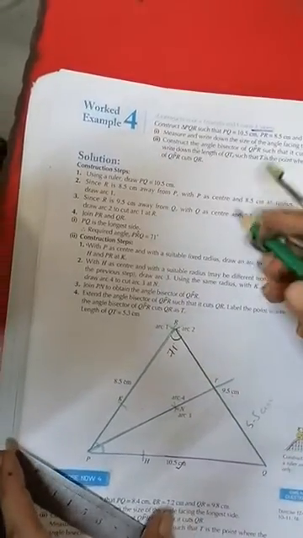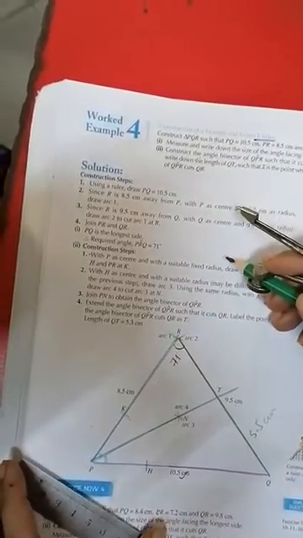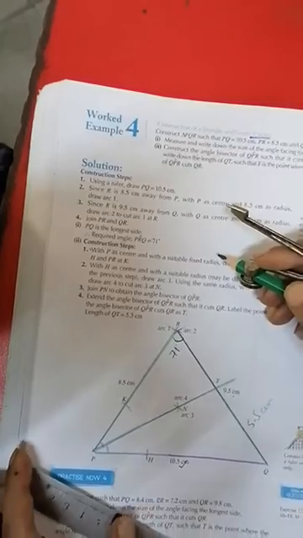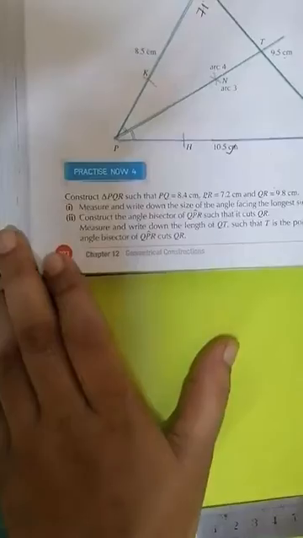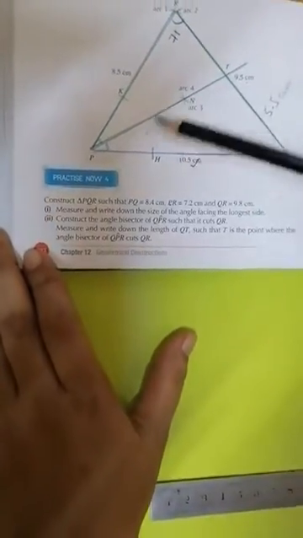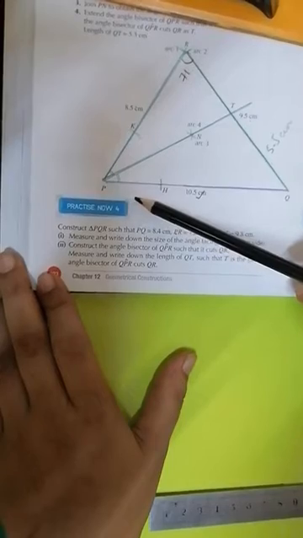Never forget to write out the steps of construction, which are very necessary. Whatever steps you follow, write down those steps at the same time. Okay. Yes students, we are going to study practice now 4.